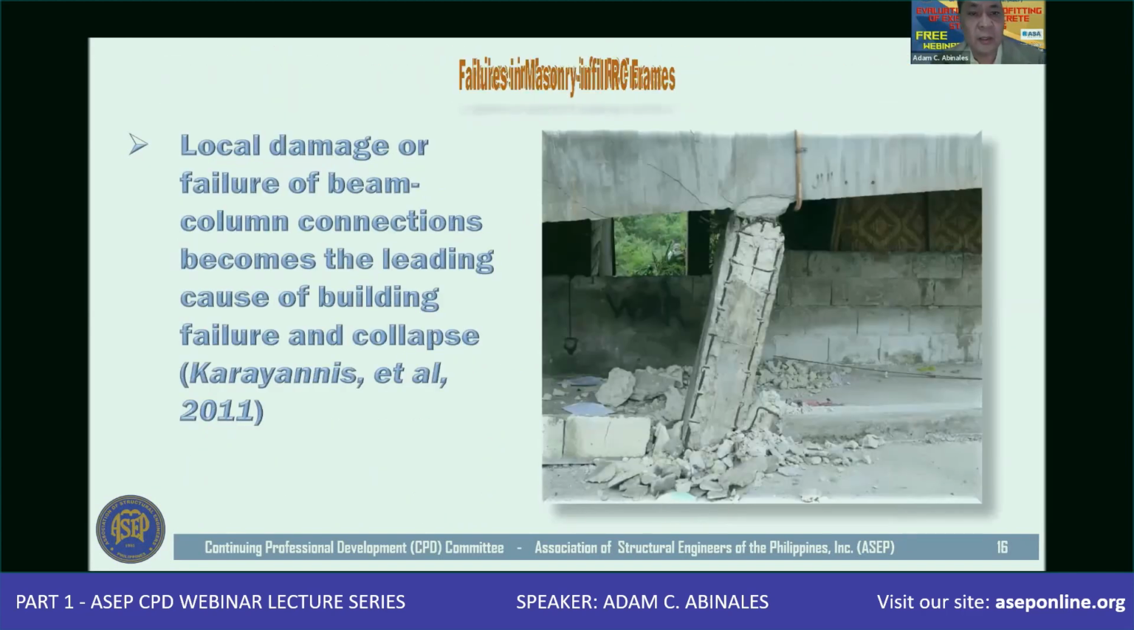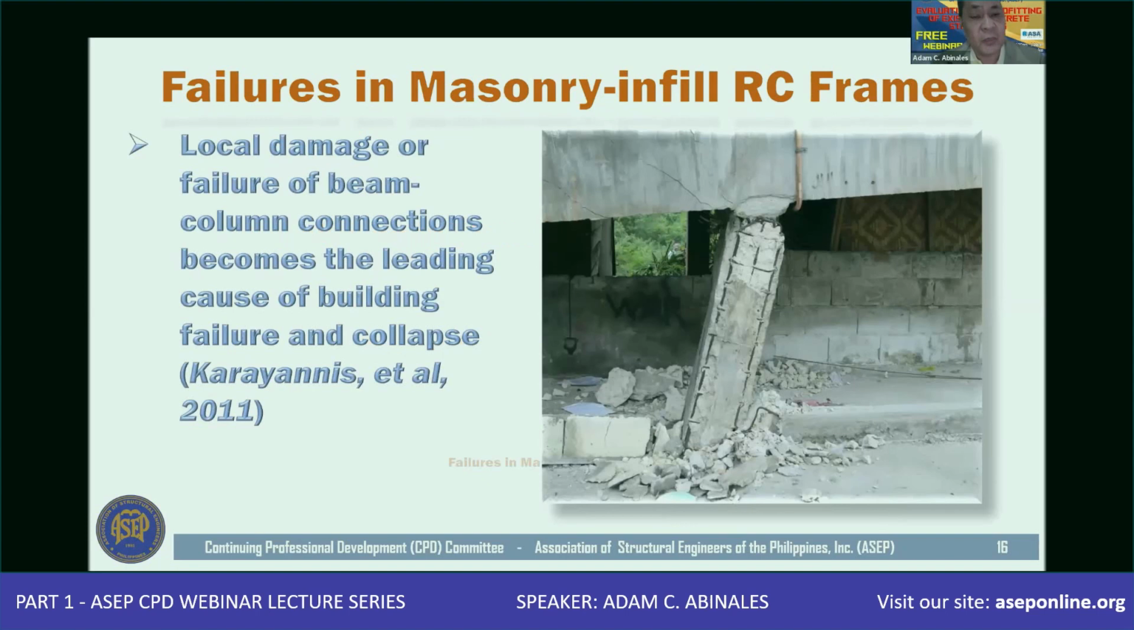Or you could have a local damage or failure of beam connections or beam column connections, which is the leading cause of building failure and collapse. Now, we have seen a lot of this during the Bohol earthquake, the Negros Oriental earthquake, and even the past earthquake, wherein simple residential dwellings, 1-story or 2-story, with something like what they call a silong or a lower ground, most of these failures are very, very prevalent.